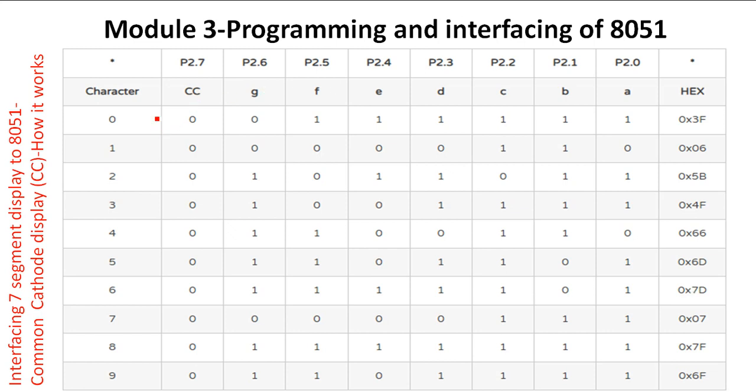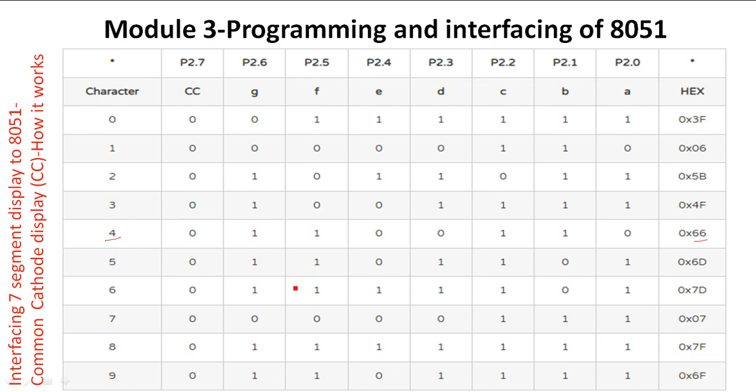Okay, so for simplicity I have shown here for number 0, the code is 3F, and all LEDs are on except G. For number 1 only B and C are on and remaining LEDs must be off, so the code is 06. For 2 the code is 5B, for 3 the code is 4F, for 4 it is 66, for 5 it is 6D, for 6 it is 7D, for 7 it is 07, for 8 it is 7F, and for 9 it is 6F.